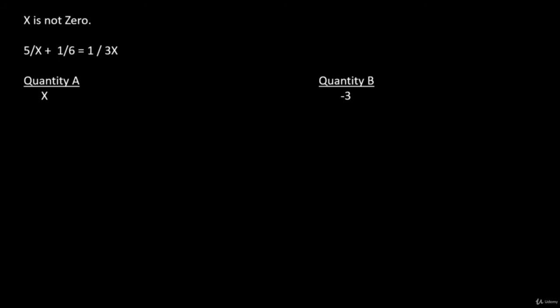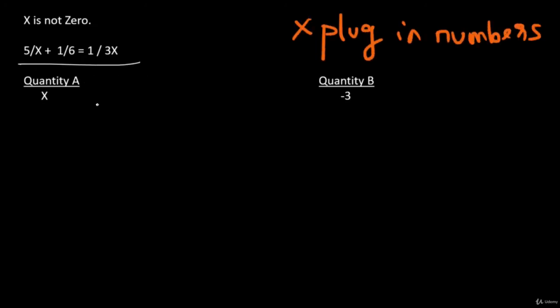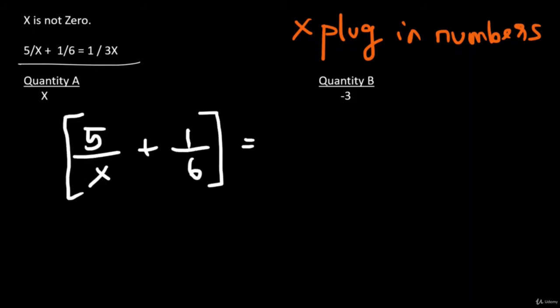Let's do this question. x is not 0 and 5/x + 1/6 is equal to 1/(3x). Alright. Now quantity A is x and quantity B is minus 3. Pause the video, give it a try, and then let's do it together. Alright, we are back. I hope you have given it a try. Now remember, you cannot plug in numbers over here, right? x has to satisfy the condition given over here. Now we have 5/x + 1/6 is equal to 1/(3x).